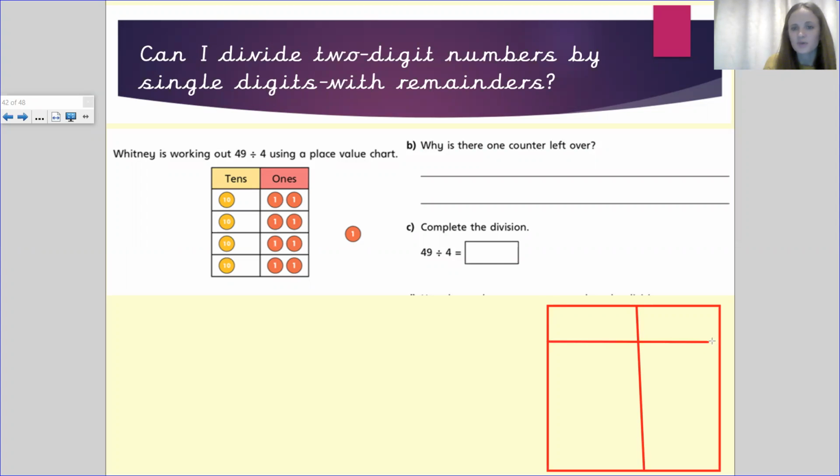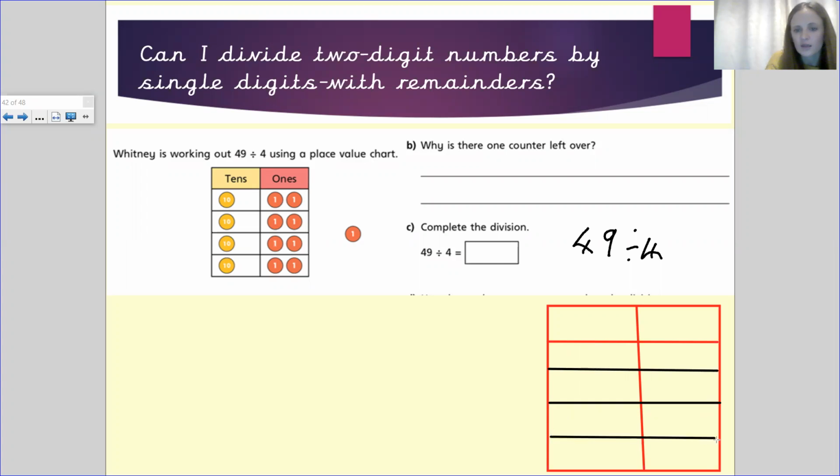The question that is being asked is the following. What is 49 divided by 4? So you are going to be breaking your number up into 4 equal groups. If I divide my groups, I'm going to have 1, 2, 3, 4. So I've got 4 equal groups to break my number into. And obviously this is my 10s and this is my 1s.